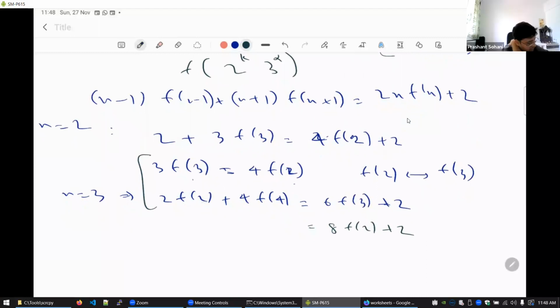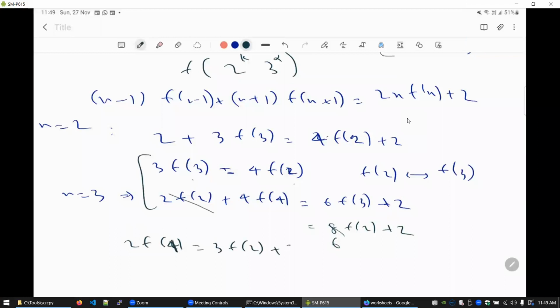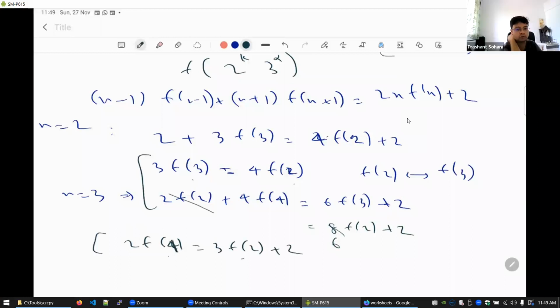Let me do that one step at a time. First this and this will get cancelled, and then 6 f of 2. And then one copy of 2 will get... So 2 f of 2 is equal to 3 f of 2. Oh, sorry, 2 f of 4. f of 4 plus... So we have one equation where f of 4 and f of 2 are both occurring.